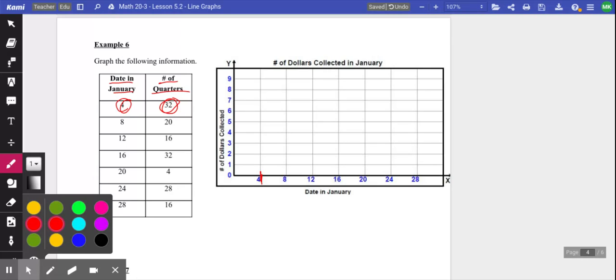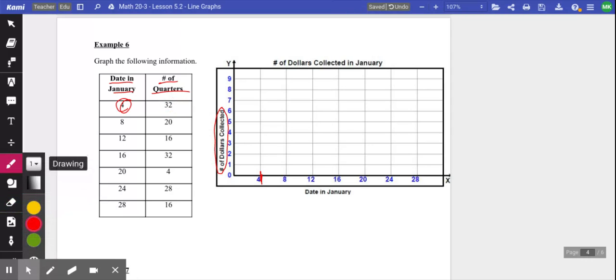Oh, sorry. This is the number of quarters. Their measurement is in dollars. So I'm going to want to change this to be dollars. 32 quarters, that would be 32 times 0.25. That is $8. So I'm going to go at the 4th of January. There's $8. So I go up to 8 and I make a dot. That's my first point.